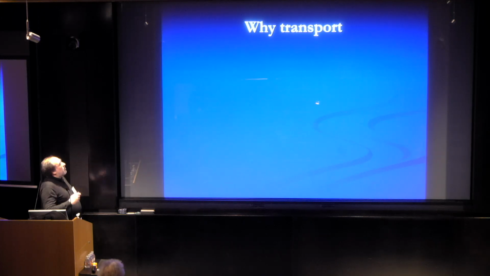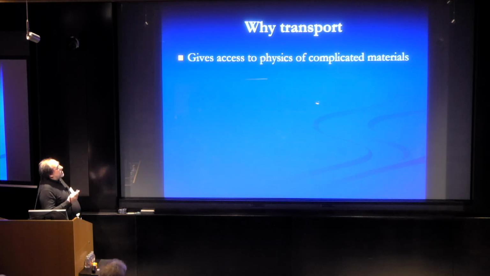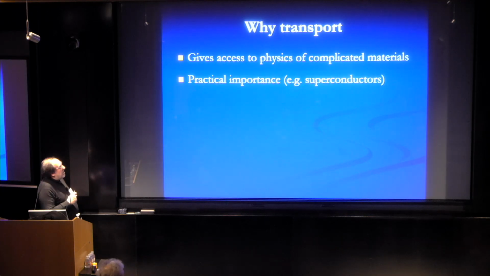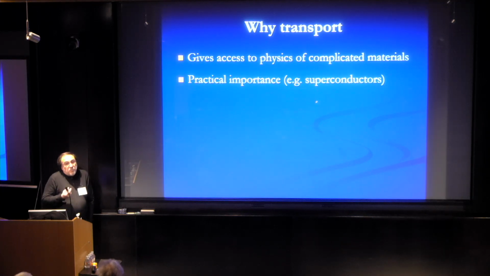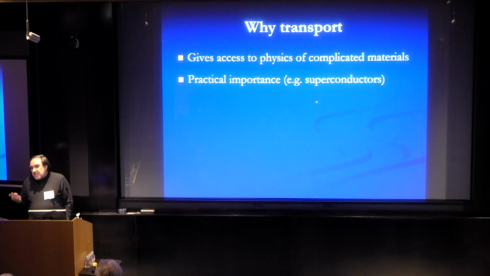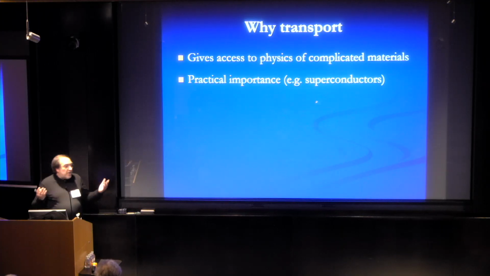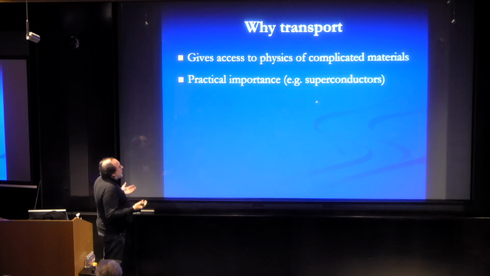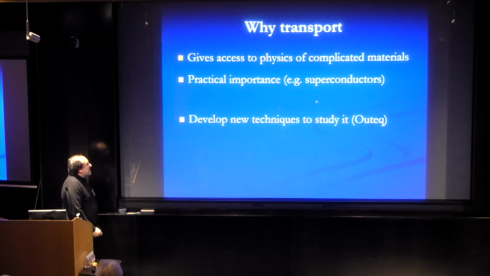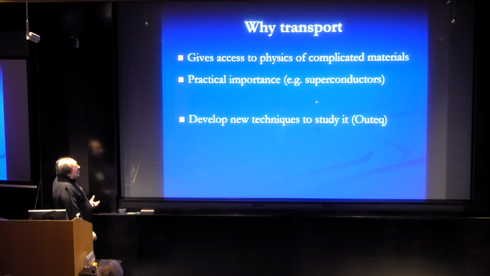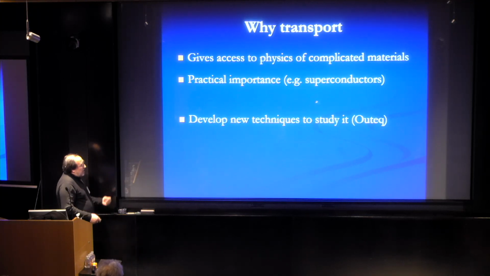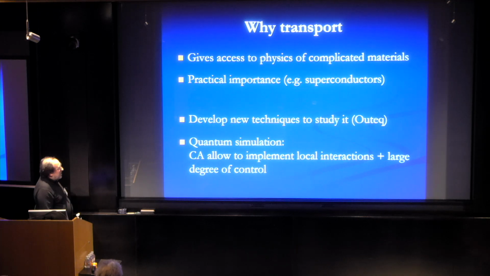So first, before I go to this, why transport? As I said, it gives access to the physics of complicated materials. Very often when you want to use a material, it's for its transport properties. A superconductor, you want it because it transports current without losses. So this is one of the most important quantities that you want to have. And as I said, on the theory level, we desperately need new techniques to study this. I'll try to illustrate it by the case that I will show you in great detail.